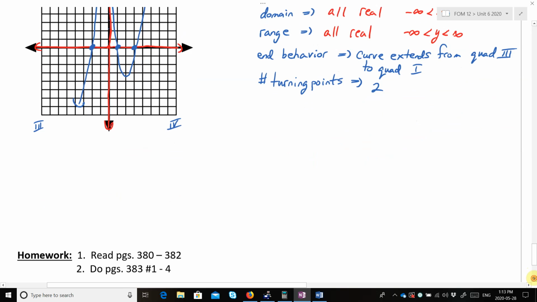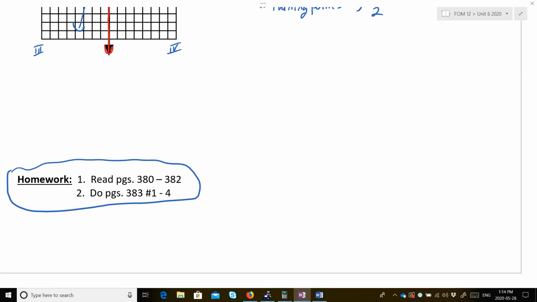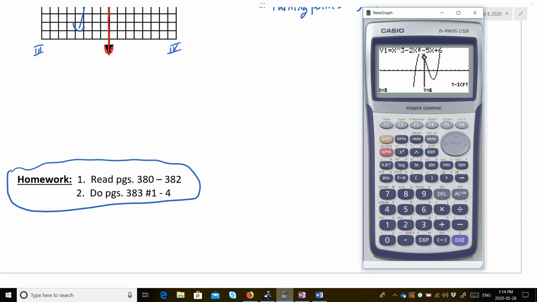All right, guys, so that is lesson 1 in chapter 6. The homework is from the textbook. I will send this to you as well, so you can read those pages and then try a few questions on page 383. I'll also send you a link for the virtual graphing calculator that you can download, or you can even try Desmos if you want to do that instead, but I would probably encourage you to try to get this calculator because we're going to do something called line of best fit later on.